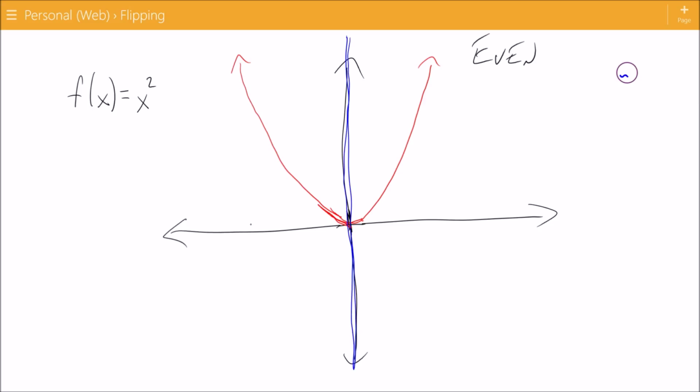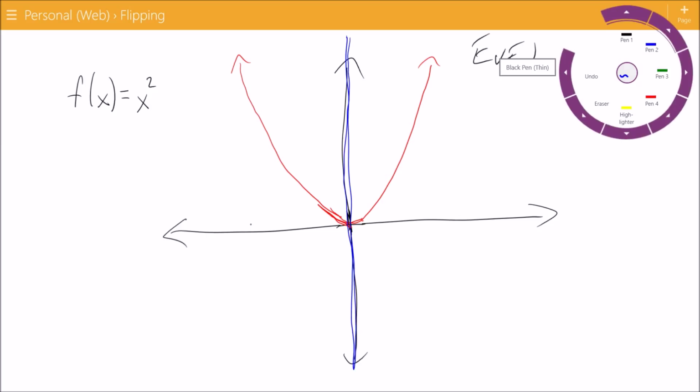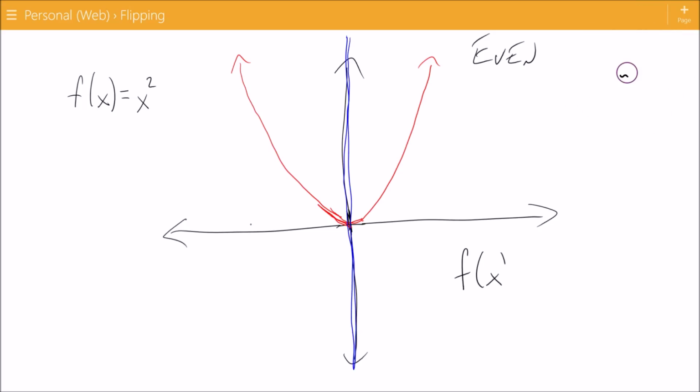But we want to go a little bit deeper. We want to have a better understanding. So what does that mean? Well, basically, for an even function, f of x is going to equal f of negative x. And I think we can see that quite clearly with this good old f of x equals x squared.